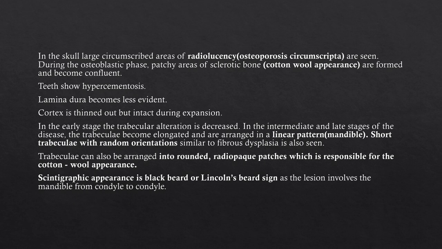Teeth show hypercementosis, and the lamina dura becomes less evident. Cortex is thinned out, but it's intact during expansion. There are 3 stages. Initially there is bone resorption, then the mixed stage, and then the bone formation. The trabeculae are elongated and arranged in a linear pattern initially, then they become short trabeculae with random orientations, which are very similar to that of fibrous dysplasia.